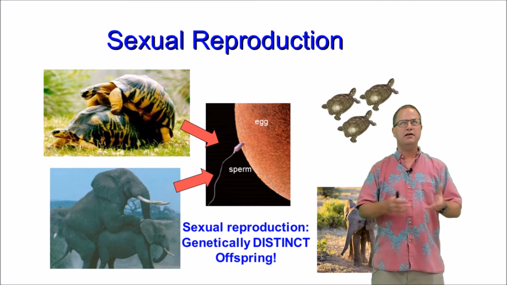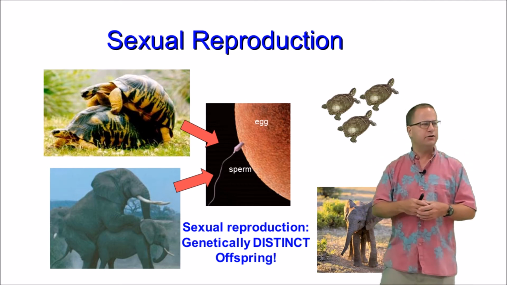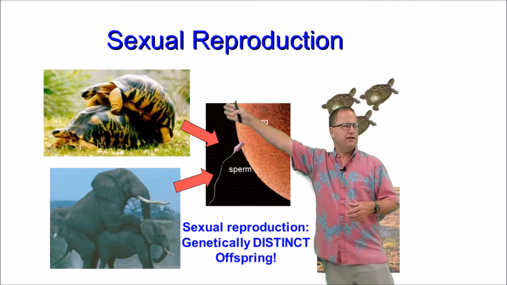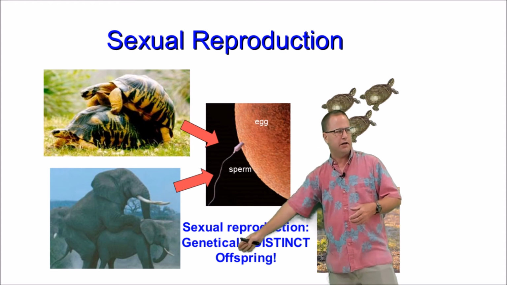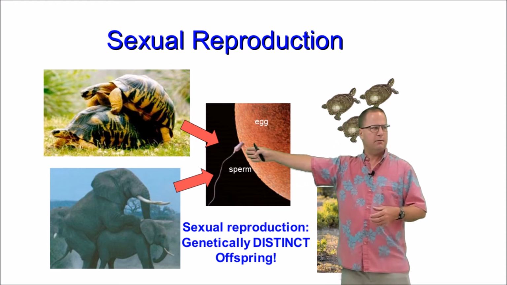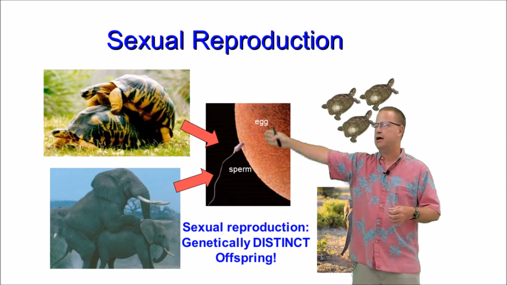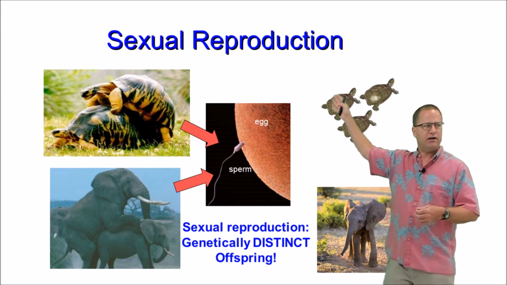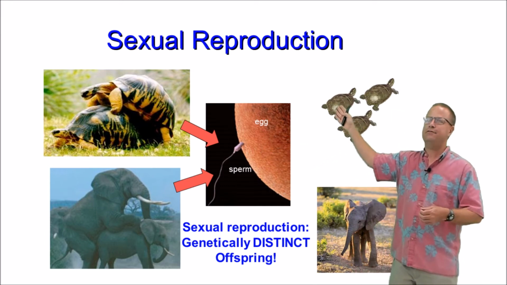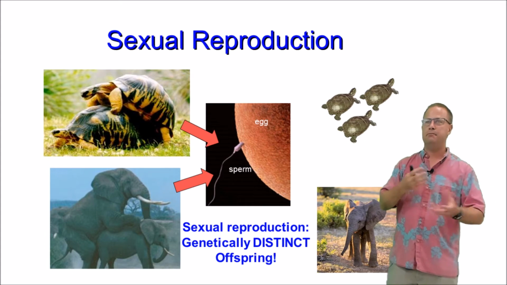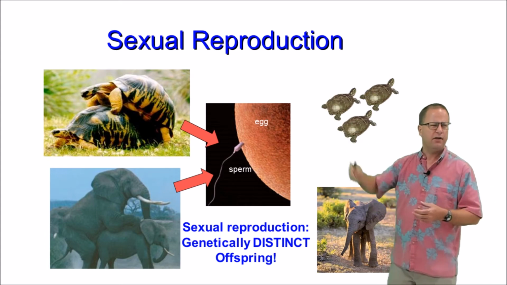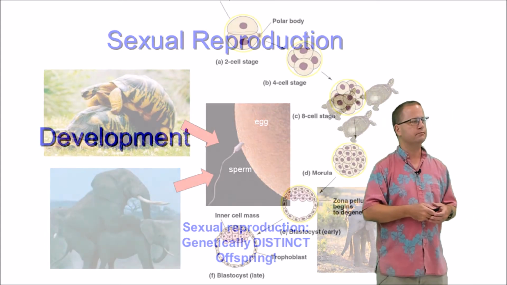So regardless of what type of animal or plant you are, right, there's going to be a male and a female that get down and do the dirty, and then we have a sperm coming from the male, and we have an egg coming from the female, and then we have the offspring that are going to be genetically different than their parents. They're going to have a combination of the genes of both the male and the female.